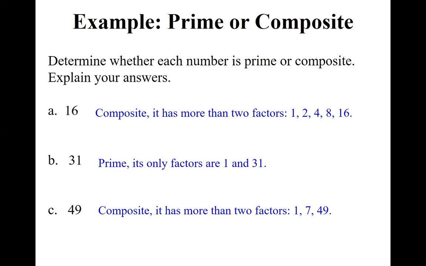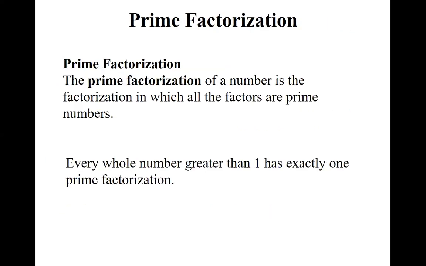So a factorization of 16 would be 2 times 8 or 4 times 4. A factorization of 49 would be 7 times 7. A prime factorization is a factorization in which all of the factors are prime numbers, and every whole number greater than 1 has exactly 1 prime factorization. No matter how we break the composite numbers down, we're going to end up with the same factorization of prime numbers.